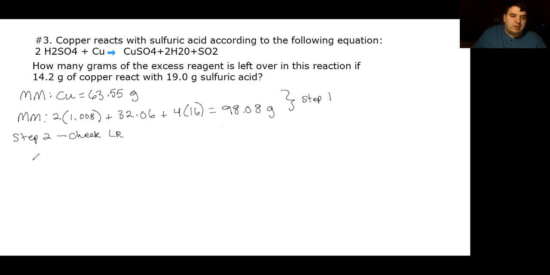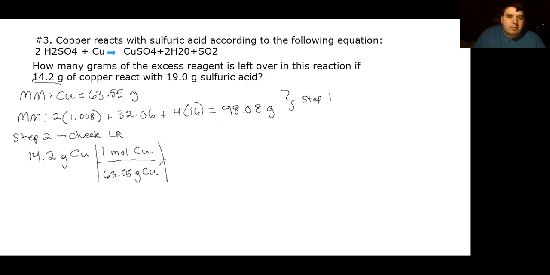So let's start with copper. So we know we're given 14.2 grams of copper. So we can first plug that in, 14.2 grams of copper. And we want to convert these grams into moles. So in doing so, we can say that 14.2 grams of copper multiplied by 1 mole of copper. Now remember, we determined the molar mass. This is why we did this. So the molar mass was 63.55 grams of copper. And as you can see, the copper grams are going to cancel each other out.